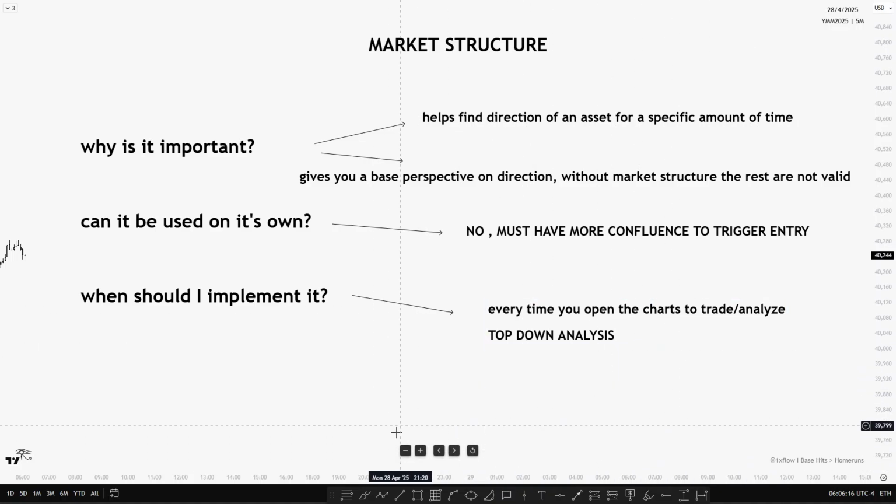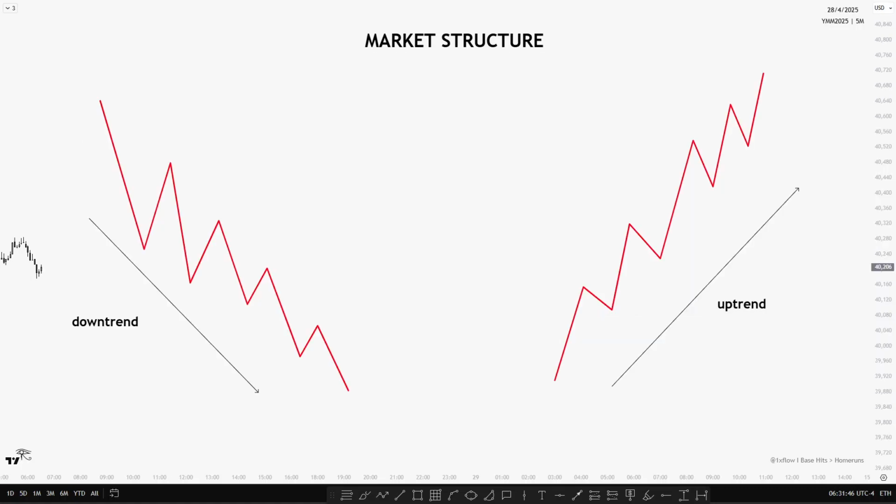So let's go ahead and start off with understanding what market structure is in the first place and how you can read the charts from the same outlook. All right, so the market will always be in one of two types of trends. You will either have a downtrend overall, where price is moving to the downside and creating lower lows, or you will have an uptrend where price is moving to the upside.